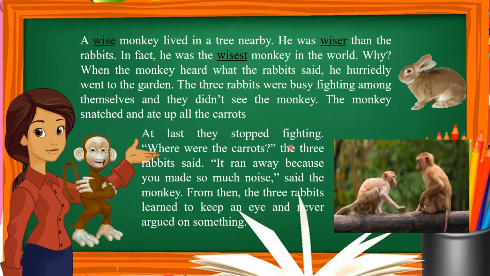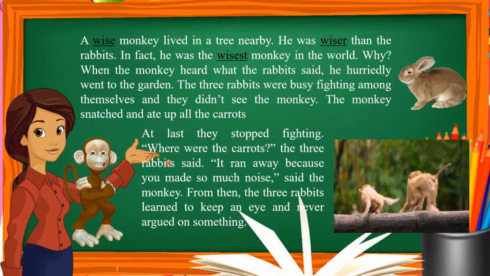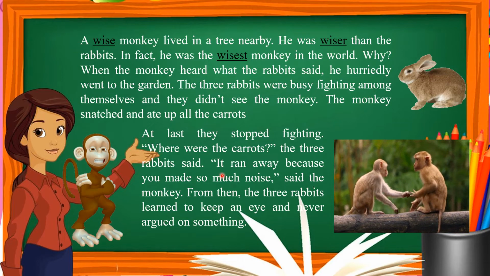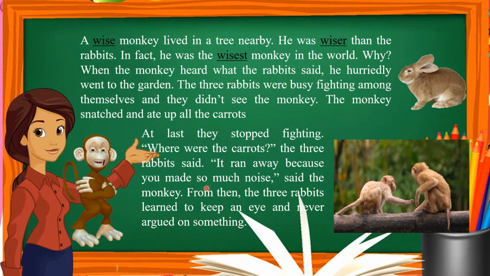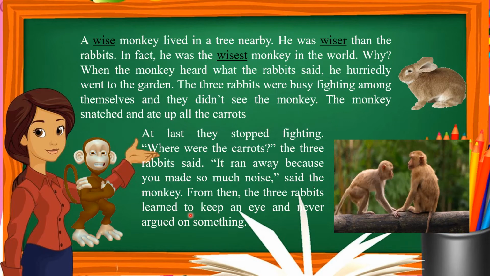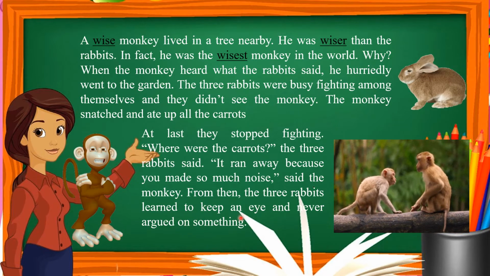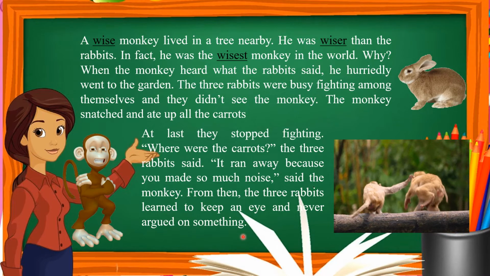At last, they stopped fighting. Where are the carrots? the 3 rabbits said. It ran away because you made so much noise, said the monkey. From then, the 3 rabbits learned to keep an eye and never argued on something.